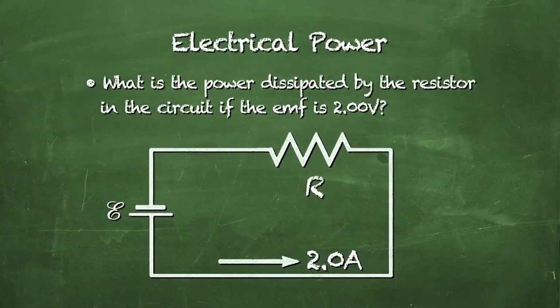What is the power dissipated by the resistor in this circuit if the EMF in the battery is 2 volts? The resistance is unknown, but we are told that the current in the circuit is 2 amperes.